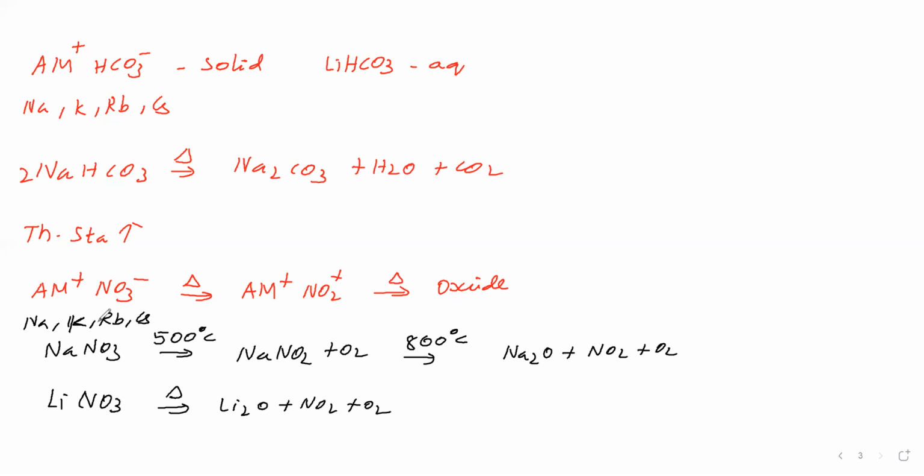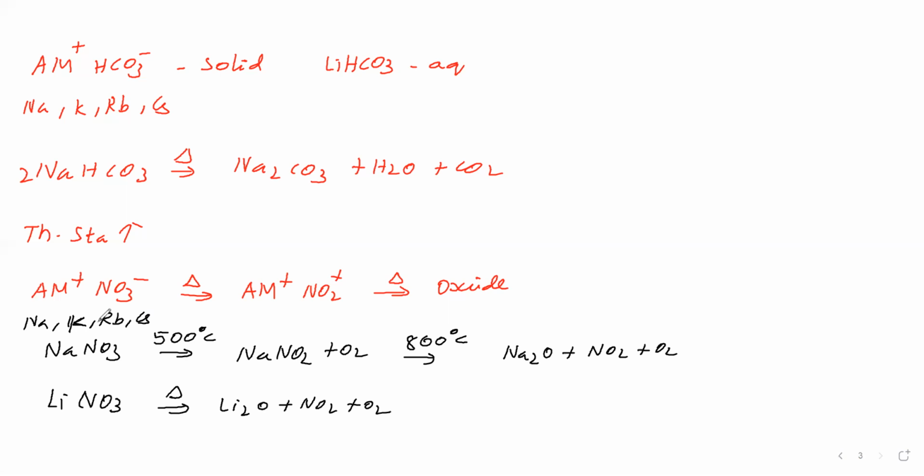Regarding nitrates, generally, metal nitrates on heating give metal oxide, NO2 and O2. It is a general thing.